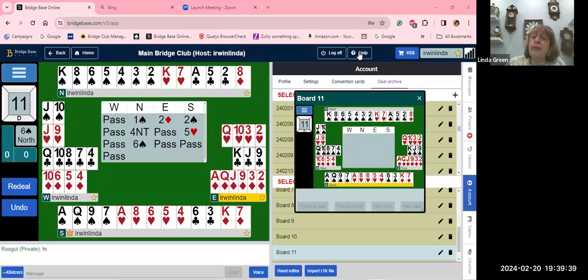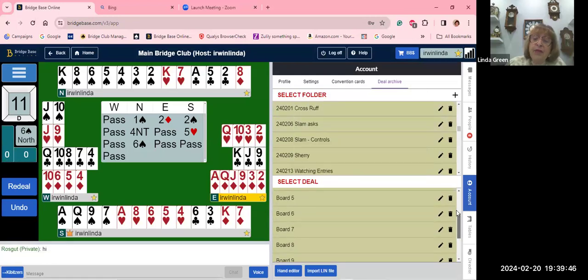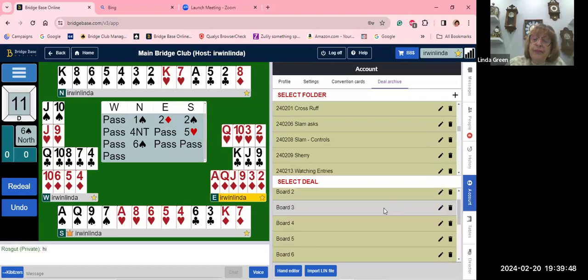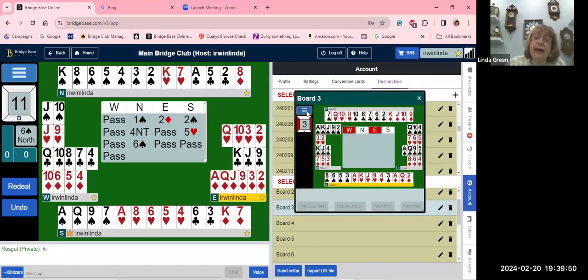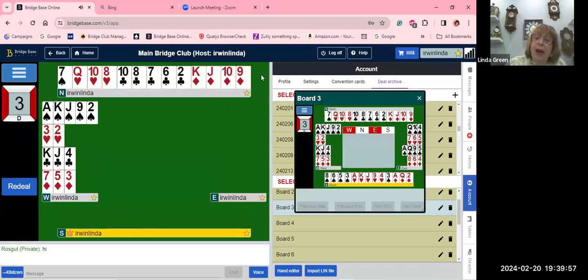I was looking at hand 11, so let me get back to hand number 3. We'll go over the bidding and the judgment as to why we would bid it the way we do.